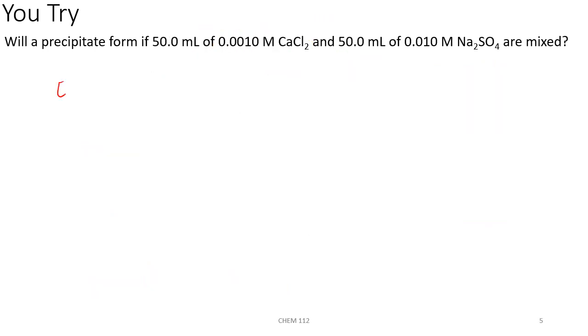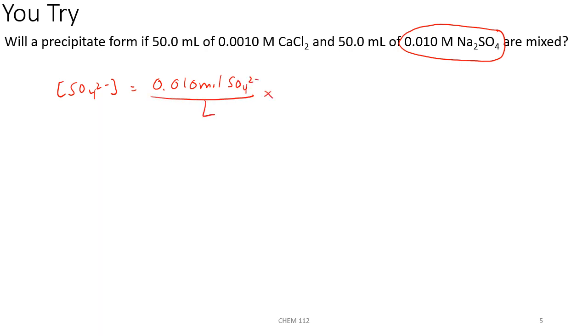Next, we'll calculate the concentration of sulfate ions in solution. Sulfate ions are all going to come from the sodium sulfate. So we're going to start with our molarity of sodium sulfate, 0.010 moles of sulfate ions per liter, times the volume in liters. We had 50 milliliters of that solution. So multiplying by 0.050 liters, that's essentially over 1. Our liters will cancel, and that gives us 5 times 10 to the negative fourth moles of our sulfate ions.